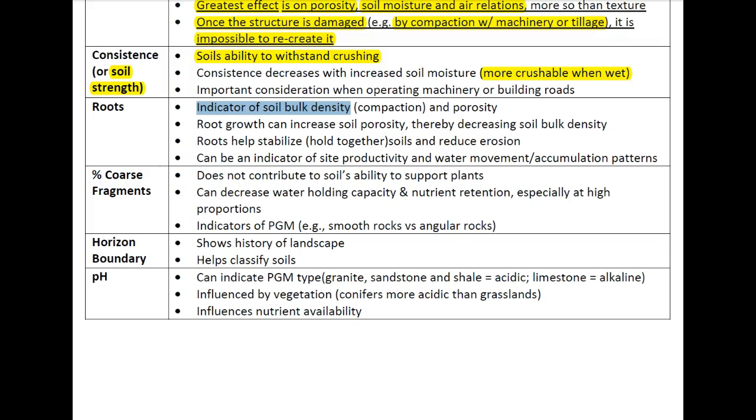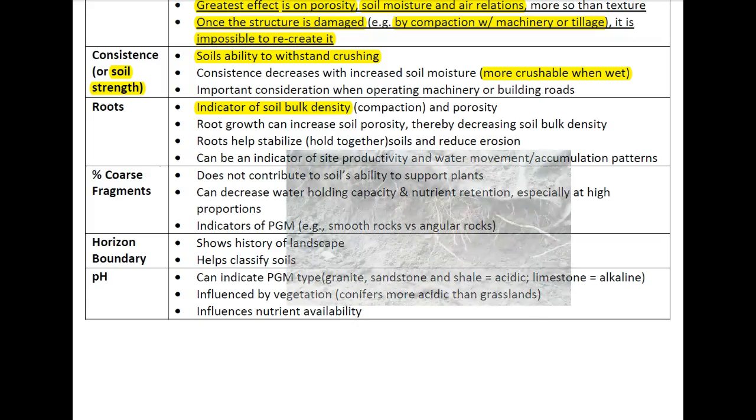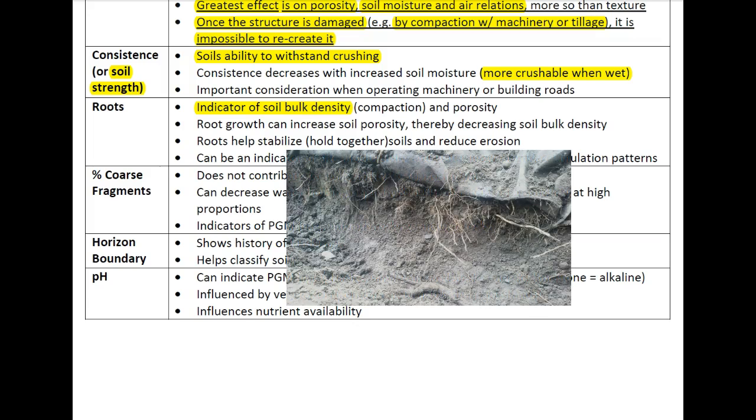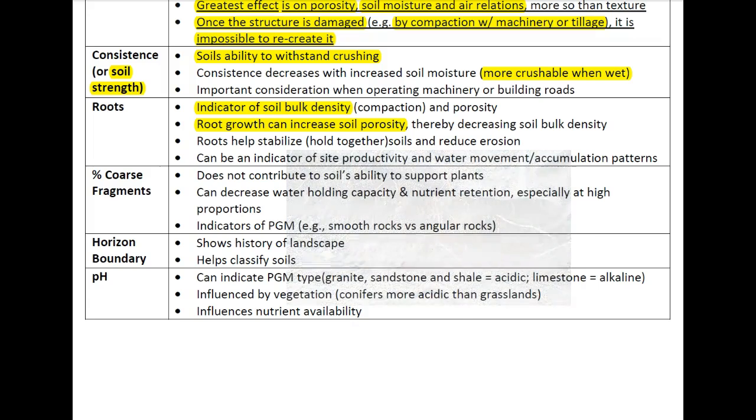Roots are a good indicator of bulk density, compaction, and porosity. For instance, recall at the logger sports field how there were roots that weren't growing beyond an impenetrable layer. Roots can increase soil porosity, thereby decreasing soil bulk density. Roots help stabilize and hold together peds and soils and reduce erosion. They can be an indicator of site productivity, and indicators of where water might accumulate.